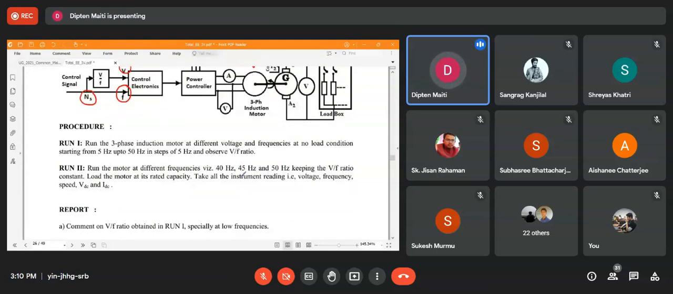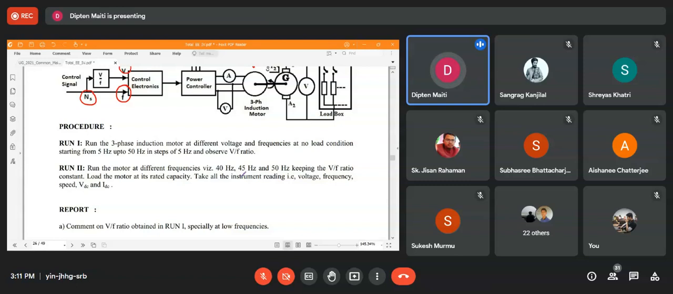Now, the procedure: run the three-phase induction motor at different voltages and frequencies at no load condition, starting from 5 hertz to 50 hertz in steps of 5 hertz. So you change the frequency in steps of 5, 10, 15, 20, this way up to 50 hertz, and observe the V by F ratio. Of course, at lower speed the ratio would not be maintained constant because of the requirement of voltage boost at lower frequency. However, beyond a certain frequency, my guess from a practical point of view is around 15 hertz to 20 hertz, the voltage boost requirement ends and the V by F becomes completely proportional to each other.